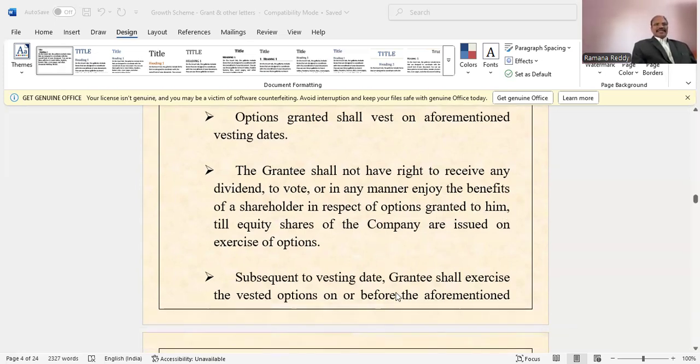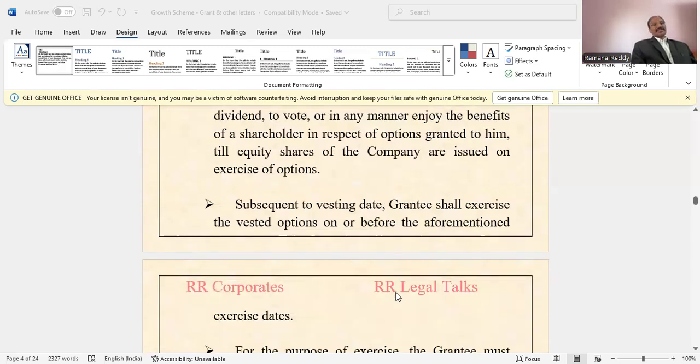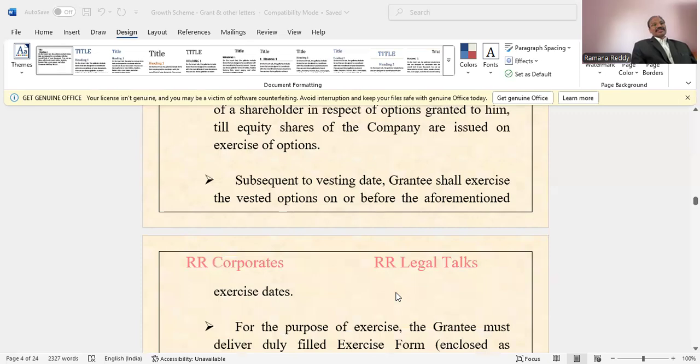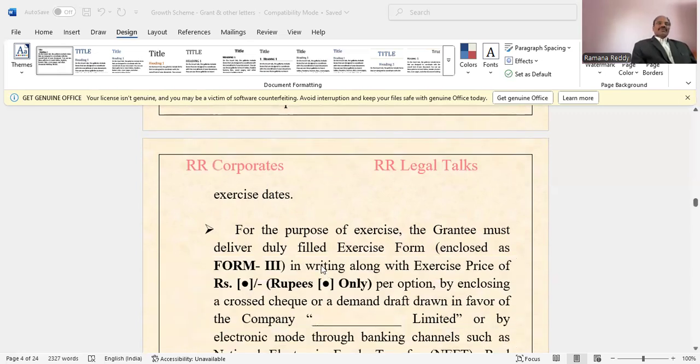Subsequent to the vesting date, the grantee shall exercise. On its own, shares will not be allotted. Subsequent to vesting, the grantee shall exercise the options before the expiry of the exercise period. So the grantee has to exercise the vested options. There are 3 stages: granting, vesting, exercise.